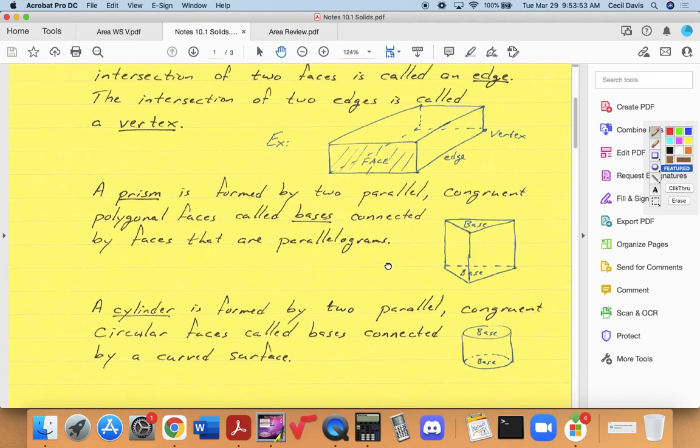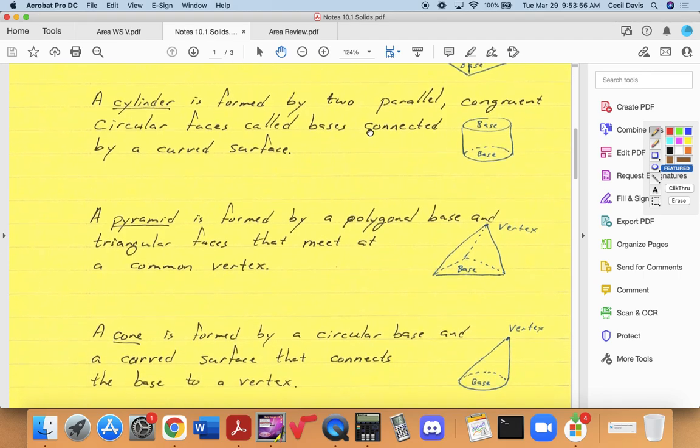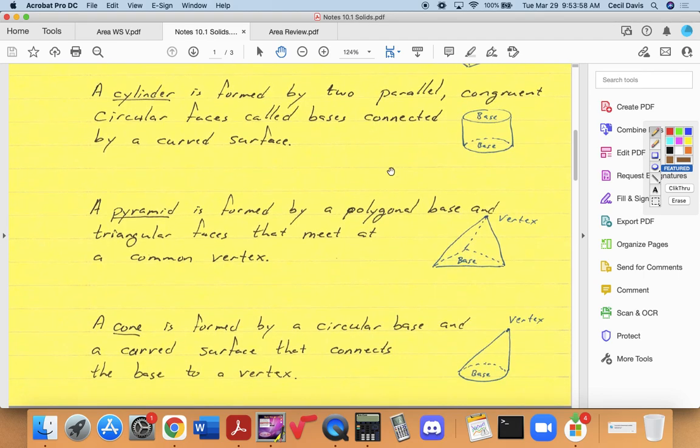Okay, a cylinder is formed by two parallel congruent circular faces called bases connected by a curved surface. Okay, so a prism and a cylinder are very much alike. The only difference is one has a polygon for a base and the other one has a circle for a base. And so when we're studying these, when we do prisms, we'll do cylinders at the same time because they're almost exactly alike. The difference being a circle instead of a polygon.